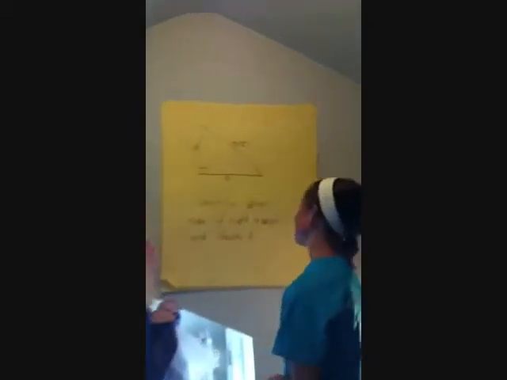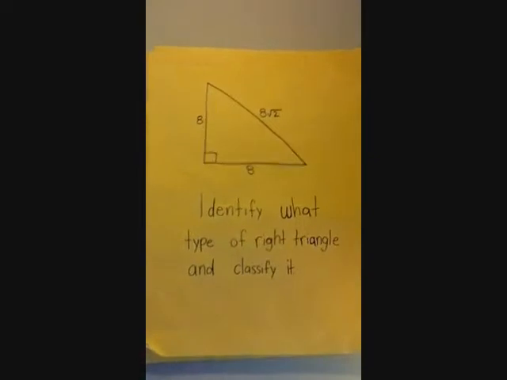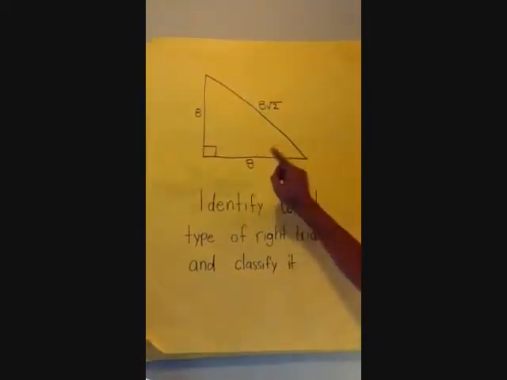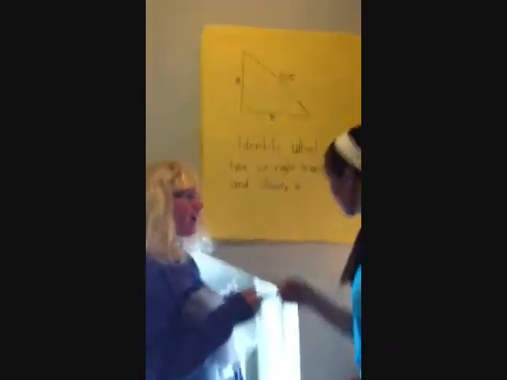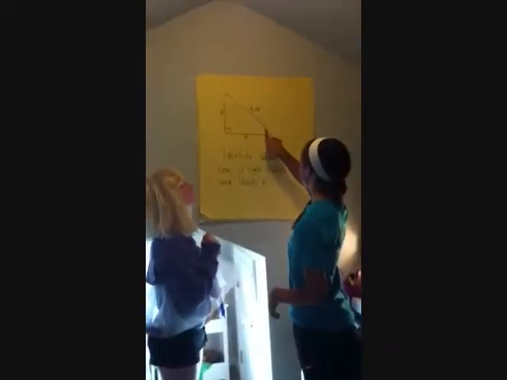Okay, identify what type of right triangle and classify it. Well, if these two legs are both 8, then that means it has to be a 45, 45, 90 degree triangle, which also means it should be an isosceles right triangle.